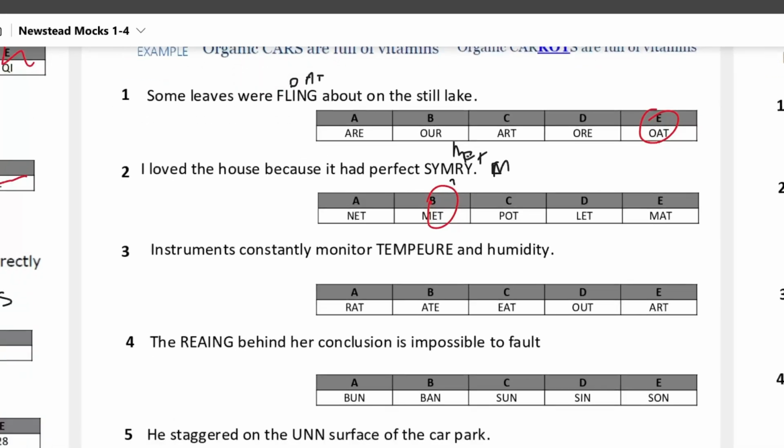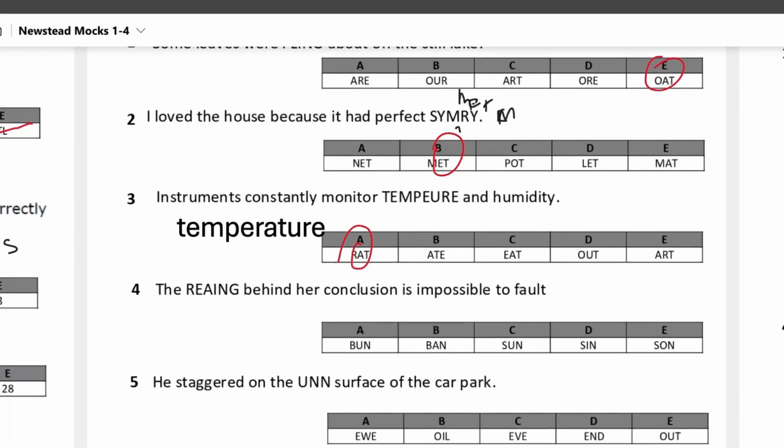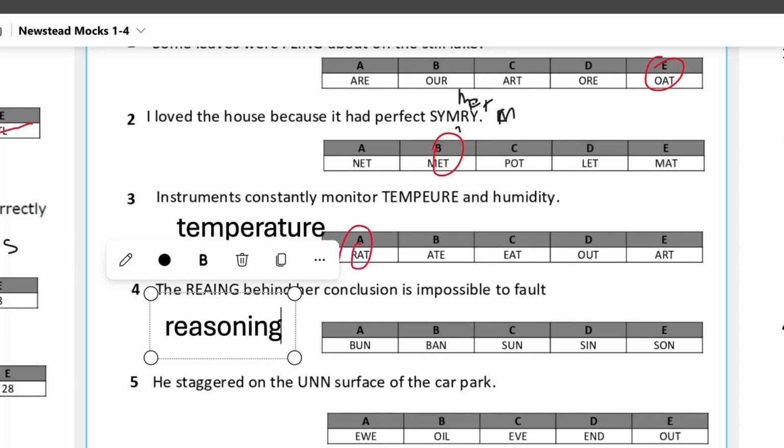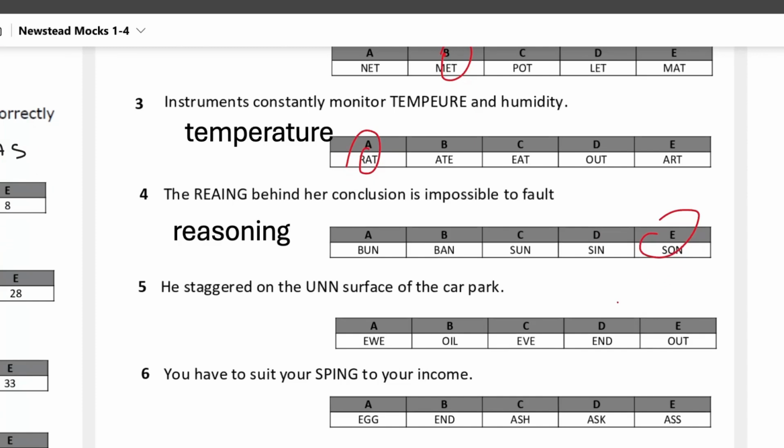Question number 3. We have temperature. So we have rat left. A. Next one is the reasoning. And just try and read out the words to yourself and see what comes to mind. The reasoning. So we have sun is impossible to fault. He staggered on the uneven surface of the car. We get Eve.